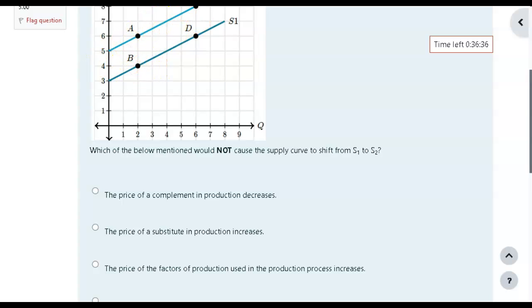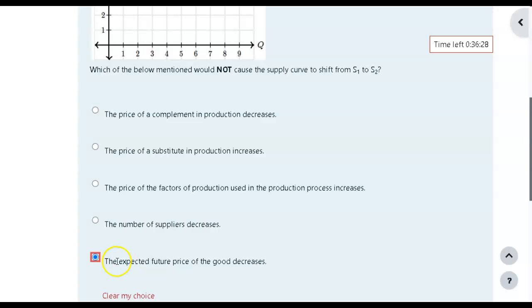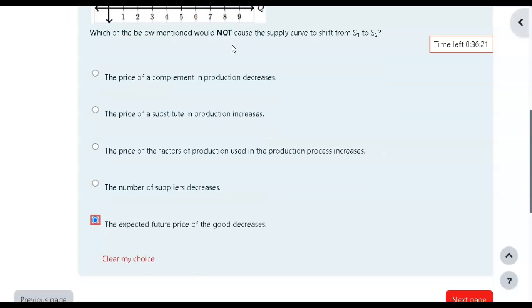So for this case, it will not go like this. The supply won't decrease. So which of the following would not cause the supply curve to shift from that to that? It will be this, okay? Because this will cause the curve to increase, so it'll be over here. So that's the correct answer.